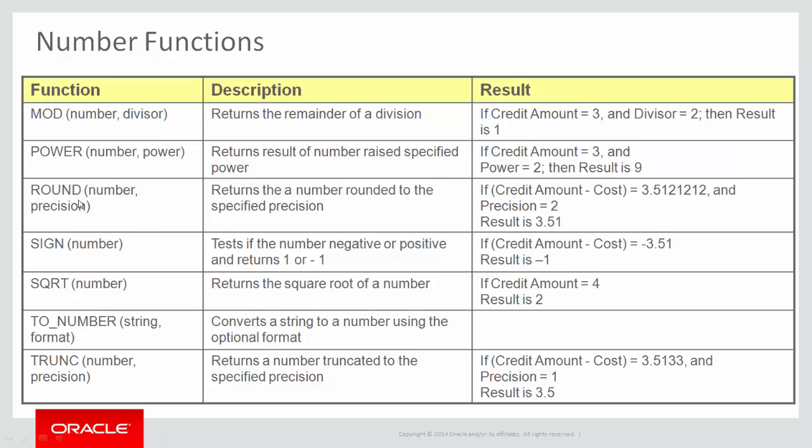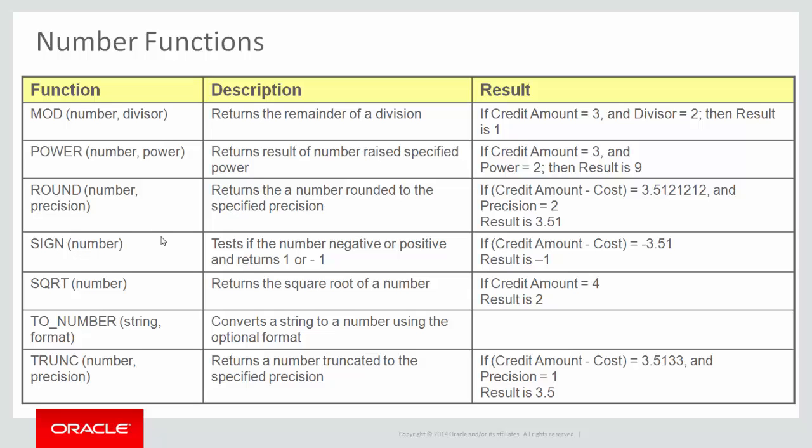And then round allows us to round a number. So for example, if I had a result that was 3.5121212 and the precision was 2, it would then round that number to 2 decimal points, so it would just yield me 3.51.